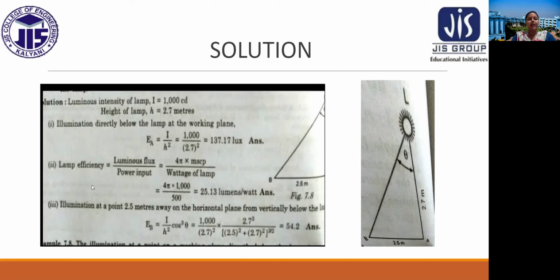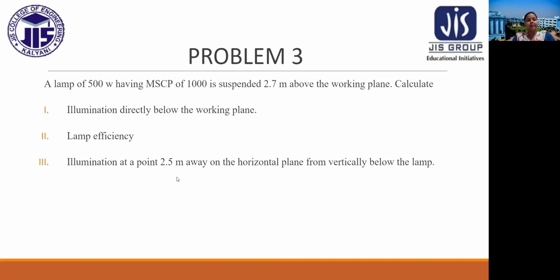Okay. Now, luminous flux is the total lumen, and total lumen is again candle power into 4 pi. So candle power is 1000 and 4 pi. So you can have the total luminous flux, and power input is the wattage of lamp. Wattage of lamp is mentioned over there that it is 500 watt.